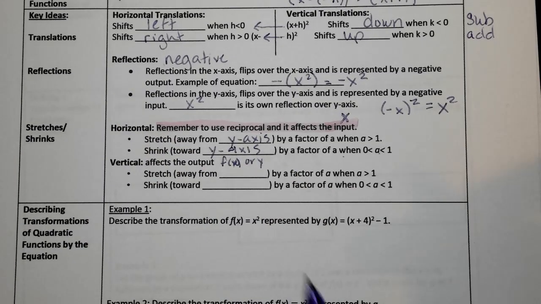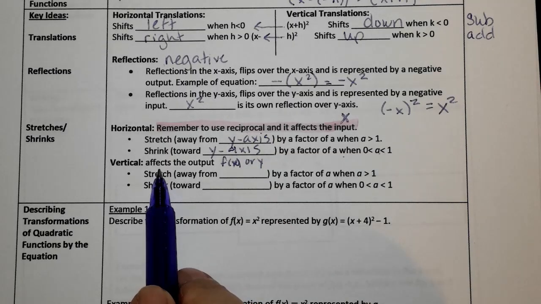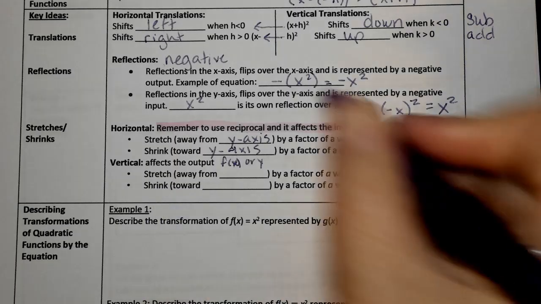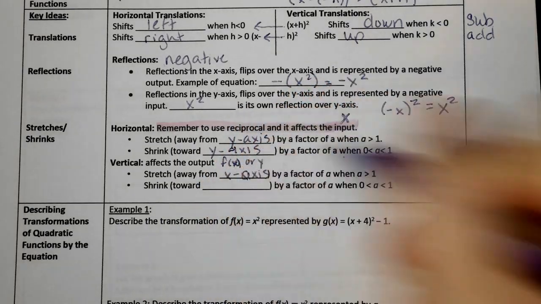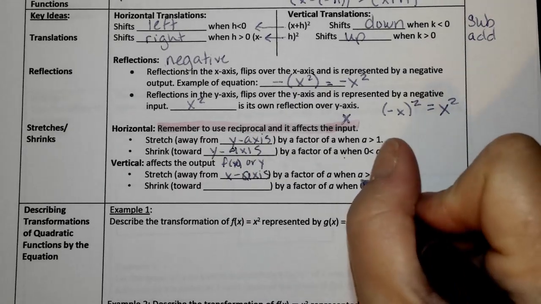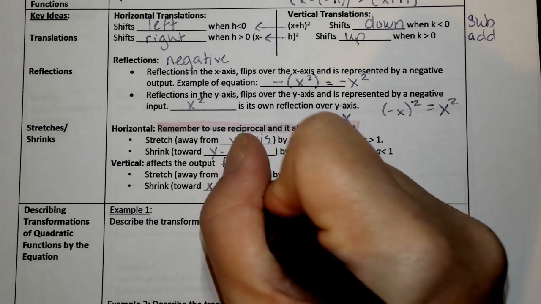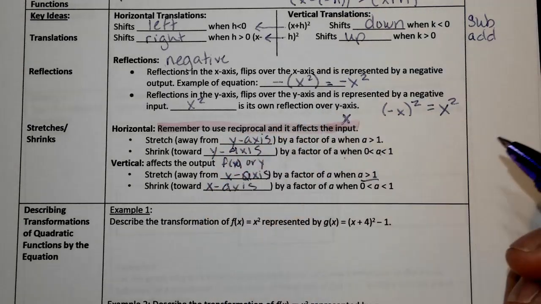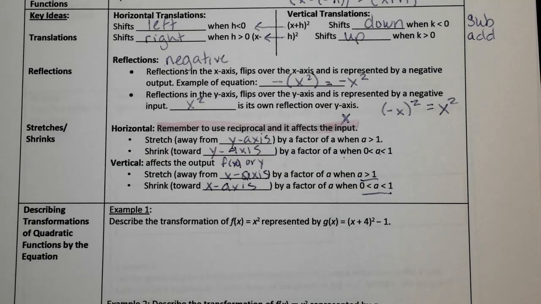All right, so vertical is the easy one. You do not have to do the reciprocal. It affects the output. If it's a stretch, it's stretching away from the x-axis by a factor of a when a is greater than 1. That's how we know it's a stretch. It shrinks towards the x-axis by a factor of a when a is between 0 and 1. Again, not less than.